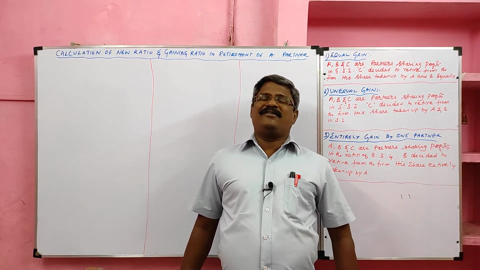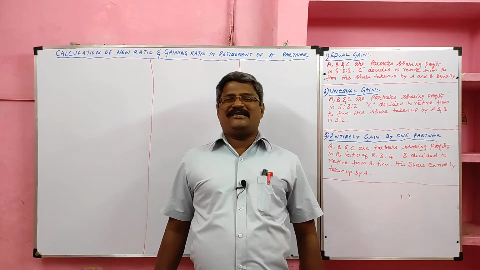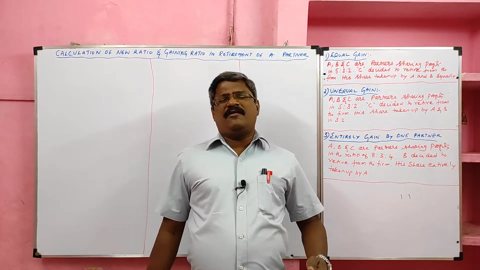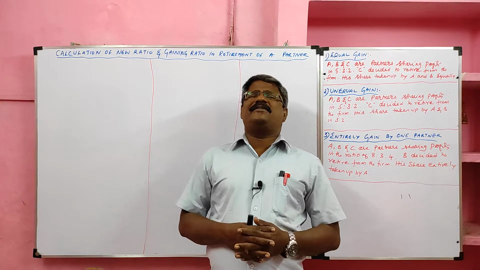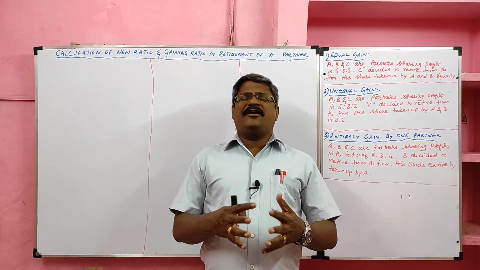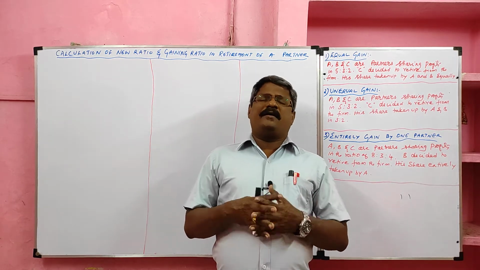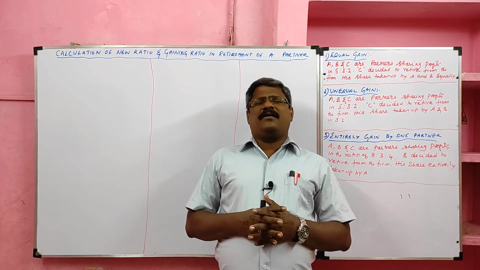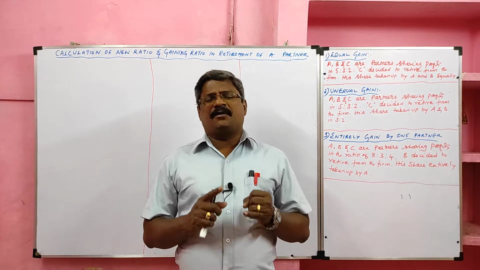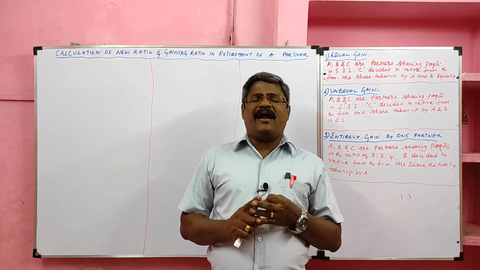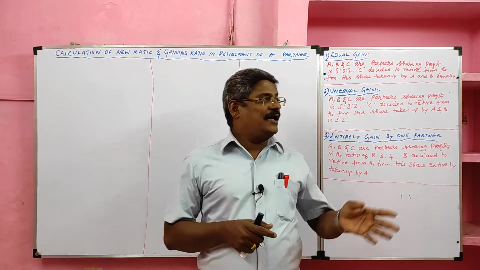Students, today we are going to learn calculation of new profit sharing ratio and gaining ratio in retirement of a partner. If any partner retires, his share is taken up by the continuing partners. Now we are going to solve the problem. In retirement of a partner, there are 4 cases. Case number 1, equal gain, unequal gain, entirely gain and no gain given. Yes, look at the problem.